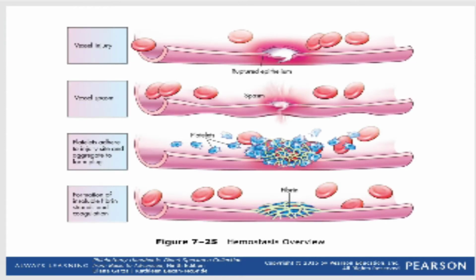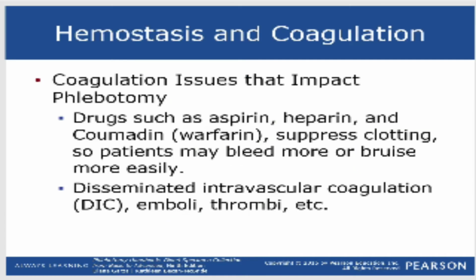So there's a graphic of that. You see the injury, you see the vasoconstriction or the vasospasm. The platelets go there, and then the fibrin goes to form, to knit that back together.